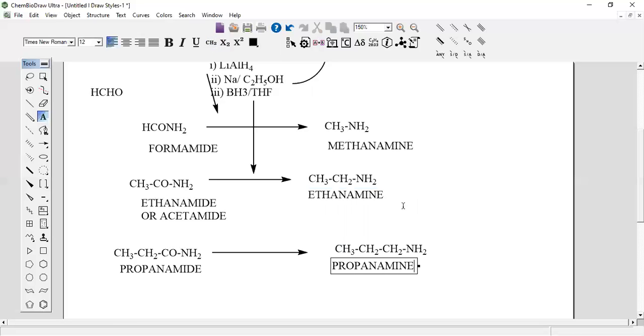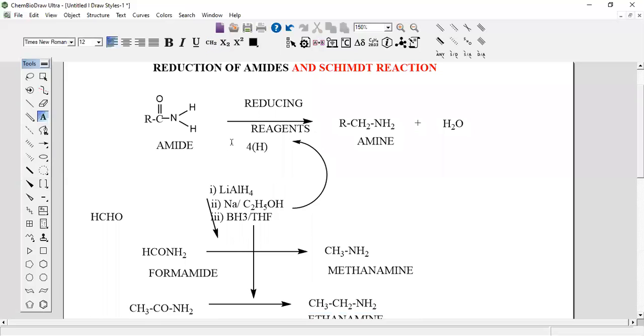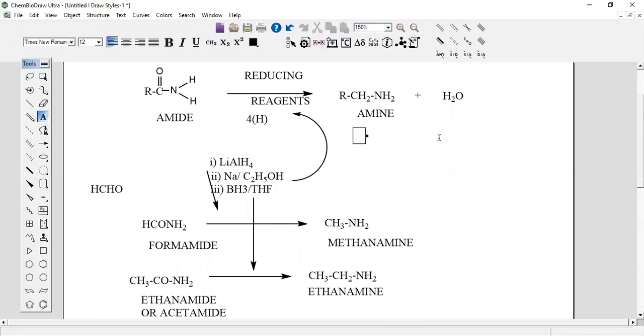Now, how do you prepare the amines from this? By reduction of amides. Another important thing: in the reduction of amides, what type of amines will we get? Only primary amines. We can prepare only primary amines, not secondary or tertiary, because the amides have the CONH2 group, therefore only NH2 is present. That's why you can prepare only primary amines.